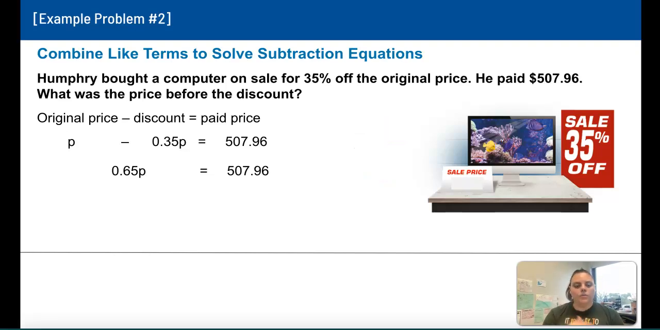When we continue on, we're going to divide that over. So we divide 507.96 by 0.65, and we end up that the original price was $781.48.